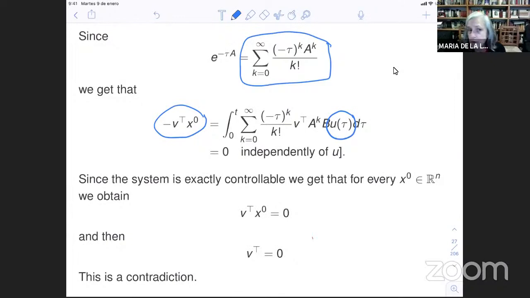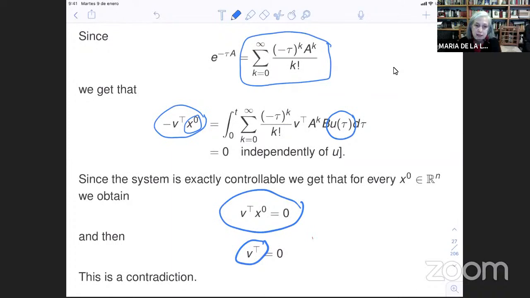So I know that the system is exactly controllable. So for any U, or for any x0, I can make this argument, okay? So I get that I obtain a point in R^n, that is V, that is orthogonal to every x0. So that means that this point has to be zero, because you don't have a point in R^n orthogonal to all R^n but zero, okay?